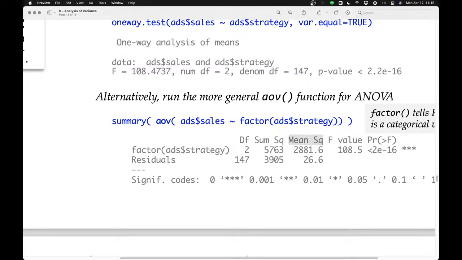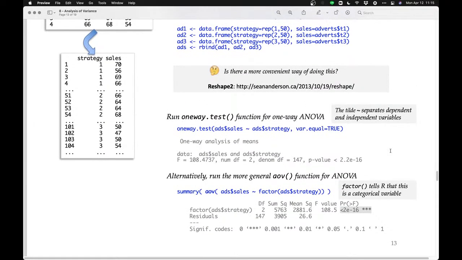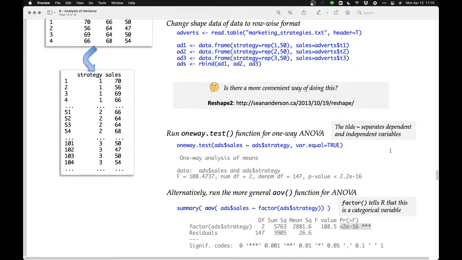The F value is now simply this number divided by this number. And this gives us an F value, and the P value is right here. It's telling you the P value is smaller than, well, it's pretty much 0. That's ANOVA. Yeah, question.